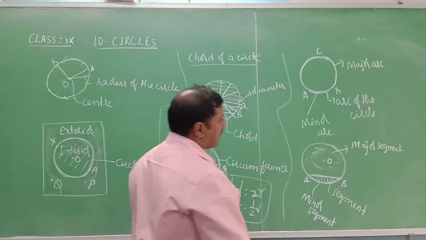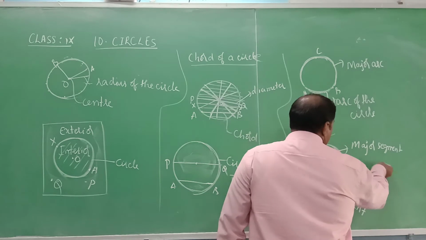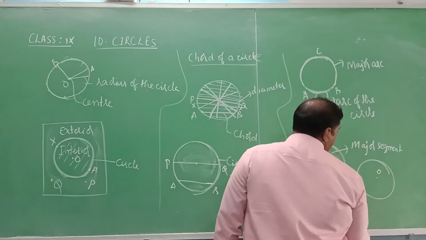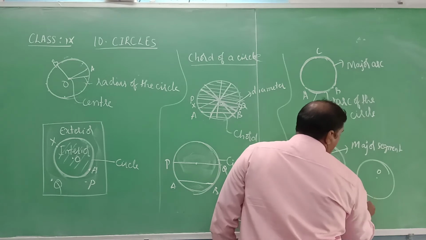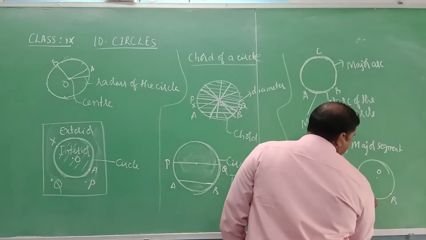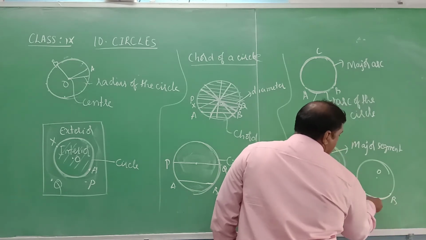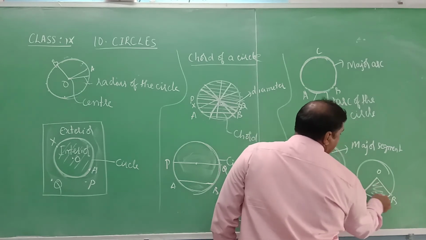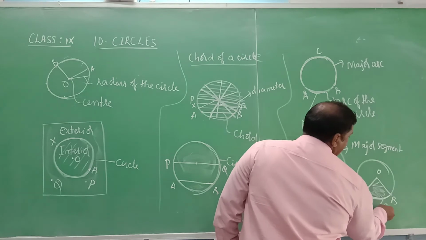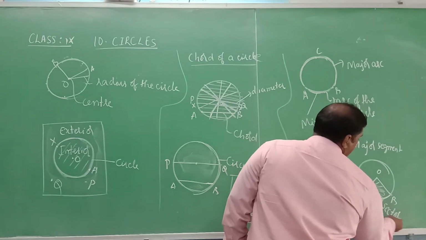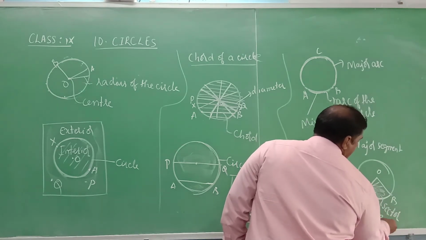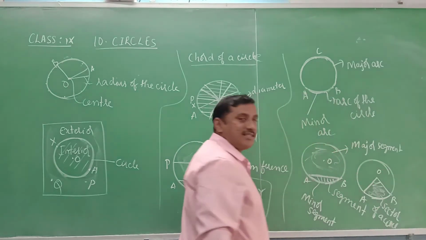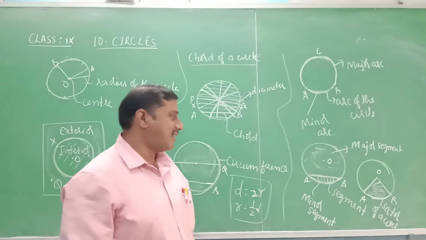Now we have the last one. It is the sector of a circle. Yes, this is center of a circle, and consider the arc AB. The end points of the arc AB are joined by the two radii of the circle. Now this space is known as sector of a circle. And this angle is known as angle of the sector.